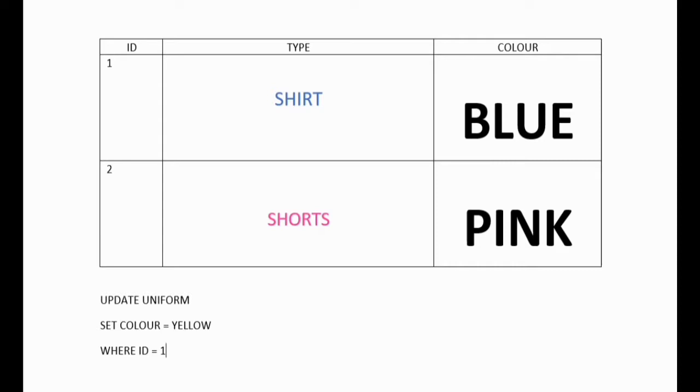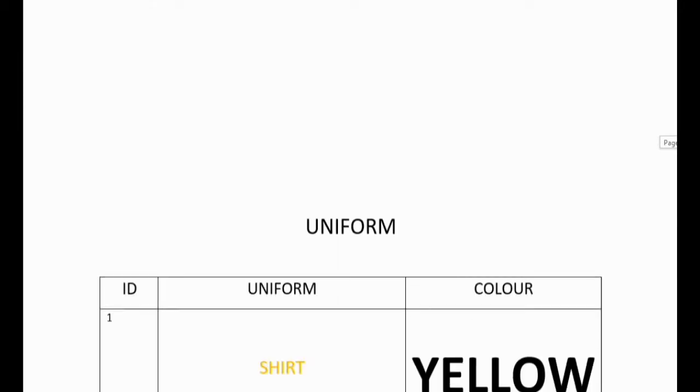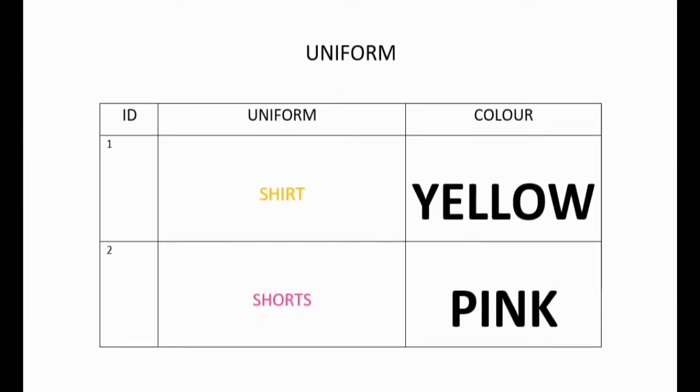All right, now let's quickly look at the outcome of this query. Okay, so the new table will be like this. Because we set ID to 1, the color will change to yellow, but shorts remain pink because we didn't specify shorts. We didn't use the ID of shorts, we used the ID of shirts only.